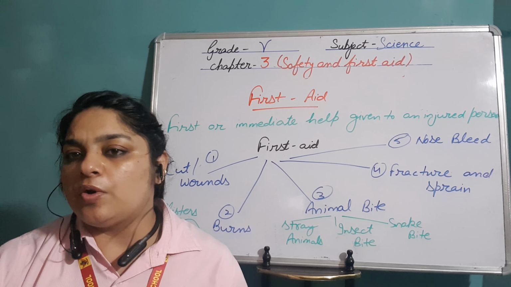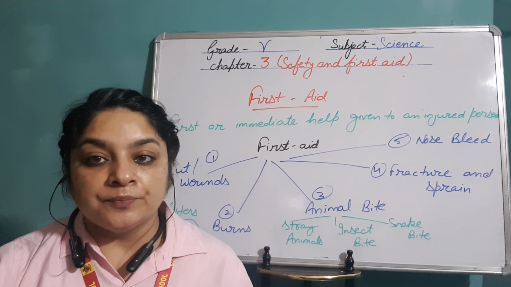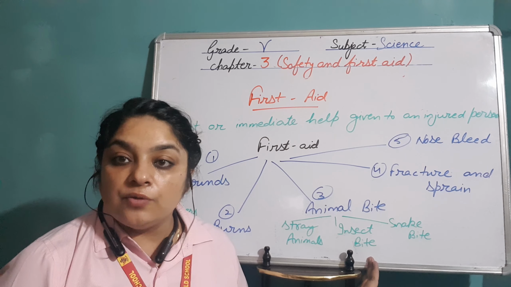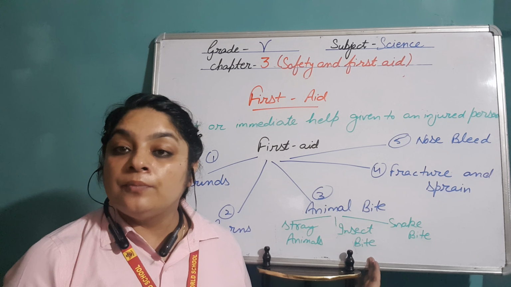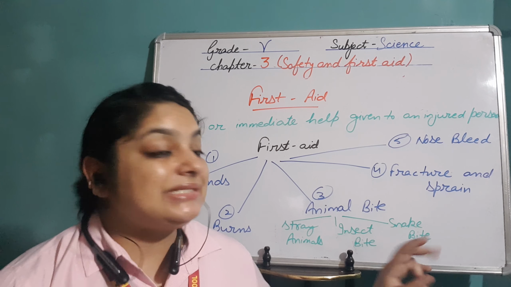We can do it with the help of a plucker, or sometimes we rub some iron thing, right, to take out that sting. And after this, we can use even toothpaste, or we can apply a paste of baking soda over the affected area. Third one is snake bite.